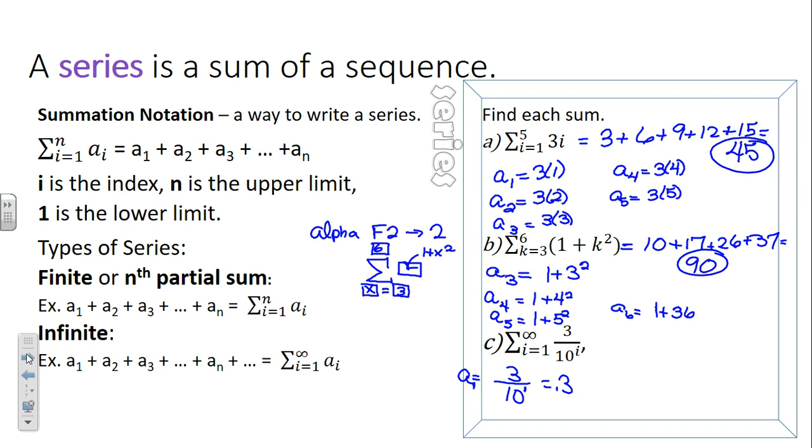Let's plug in 2. We're going to get 3 divided by 10 squared. What's 10 squared? 100. 3 divided by 100 is 3 hundredths, right? So 0.03. Our next term is going to be the third term, right? And I is 3. So a sub 3 will be 3 divided by 10 to the third, which is 1,000. How do we write that as a decimal?